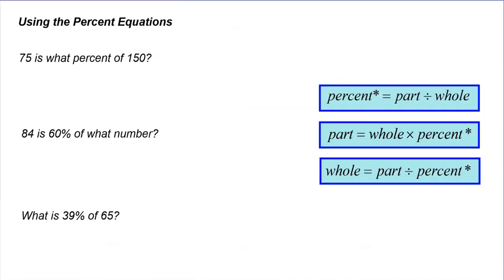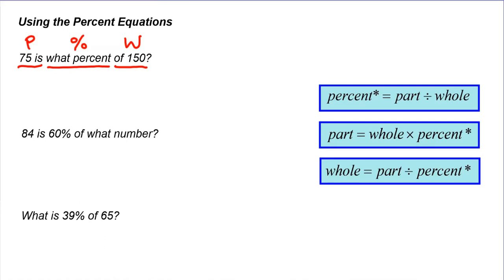So let's take a look at some examples of using percent equations. These types of questions should look familiar because we've used the percent proportion to solve these, but now we're going to use one of the percent equations to solve the same type of questions. So, 75 is what percent of 150? Let's take this question apart and see what we know. 75 is, that tells me I know the part. What percent, that tells me the percent is missing. Of 150, that's the whole. So I know the whole, I know the part, but the percent is missing.